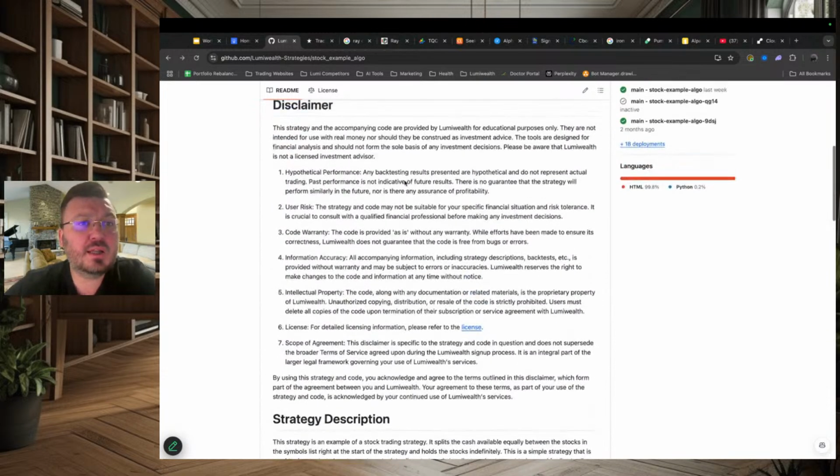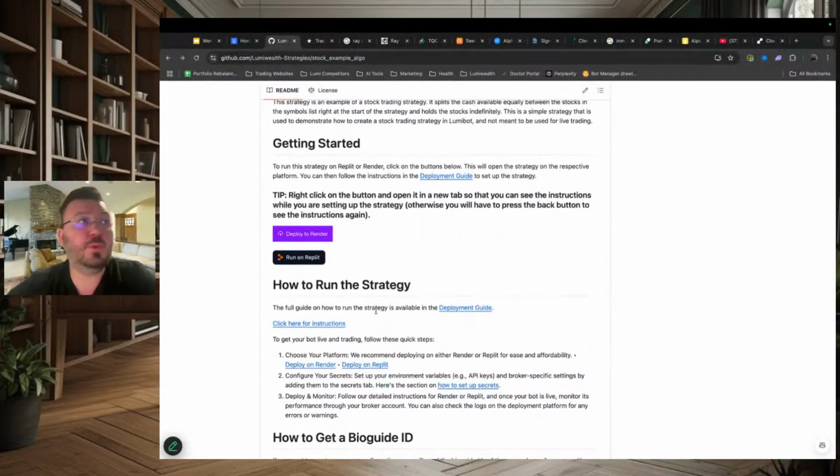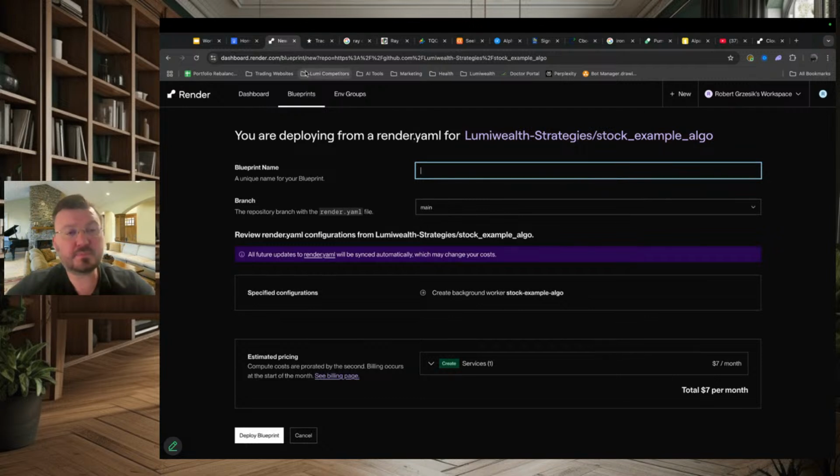So we're in this bot, stock example algo. If you're one of our customers and you want to run a different, specific bot, just click into that specific bot. Same thing. Look for this button here, deploy to Render. So we're going to click on that button. When you click on that button, for me, it shows this.